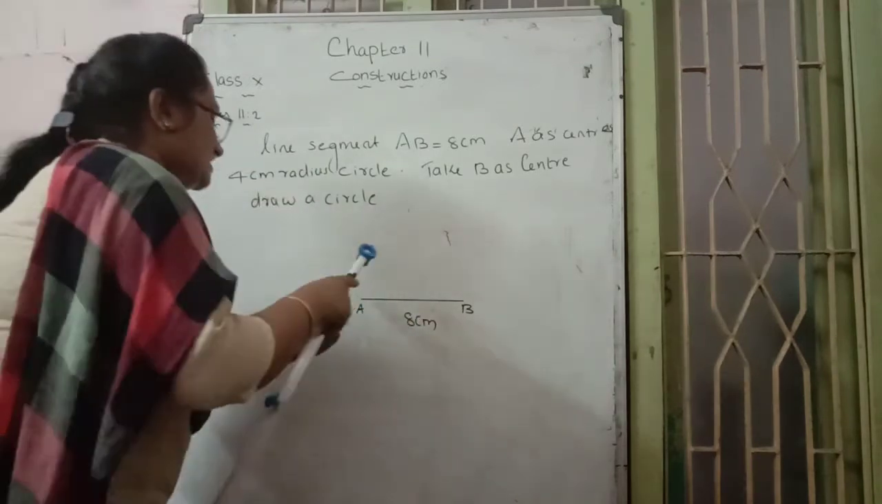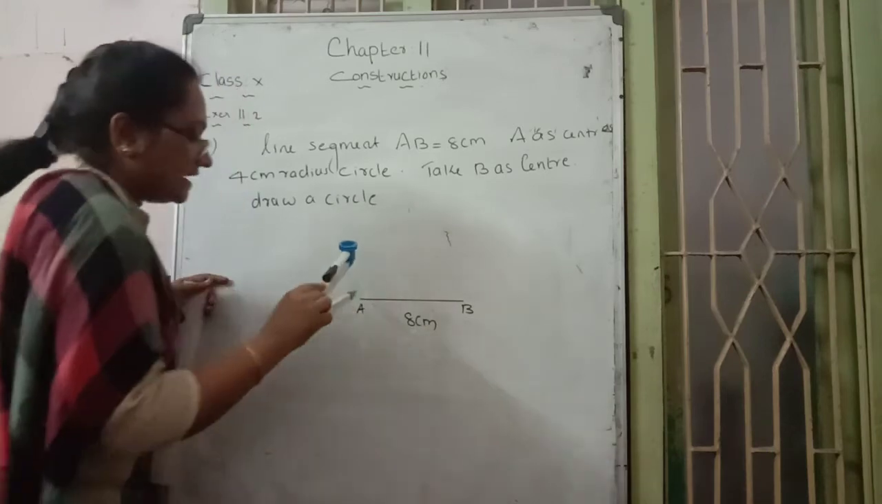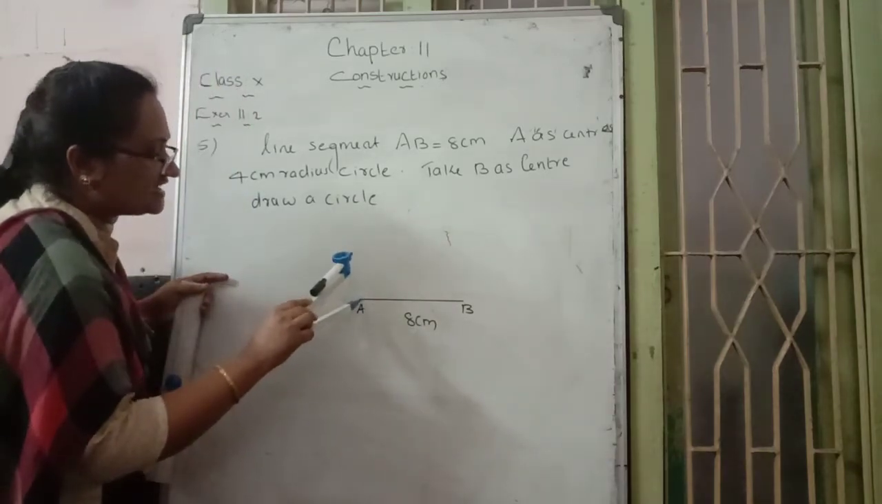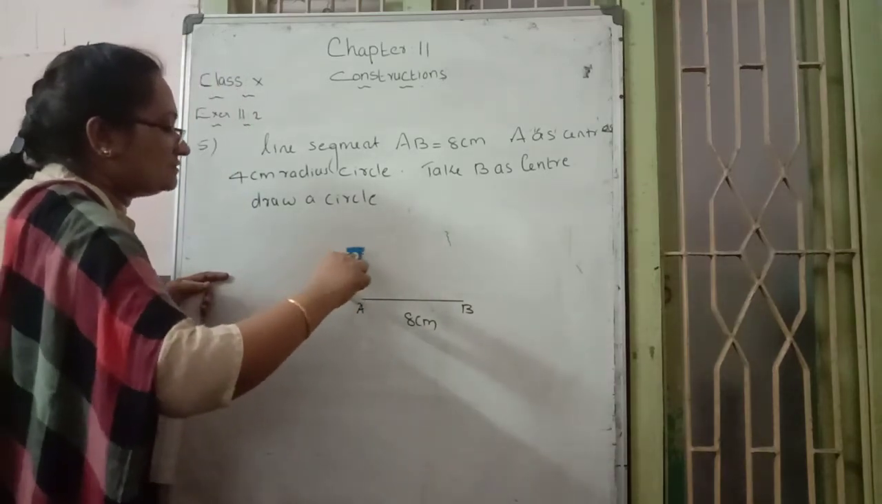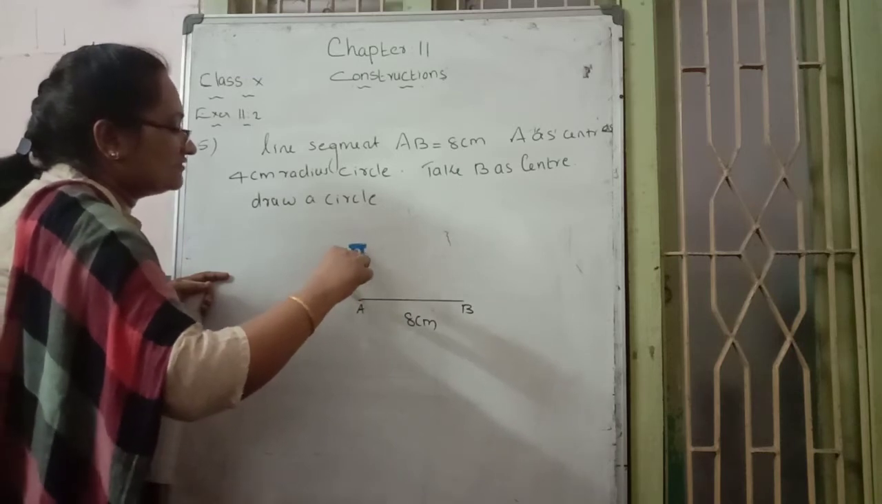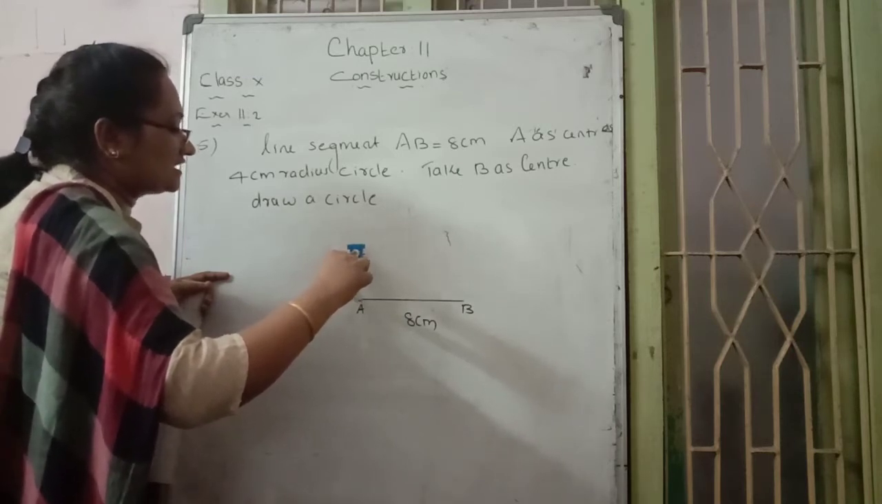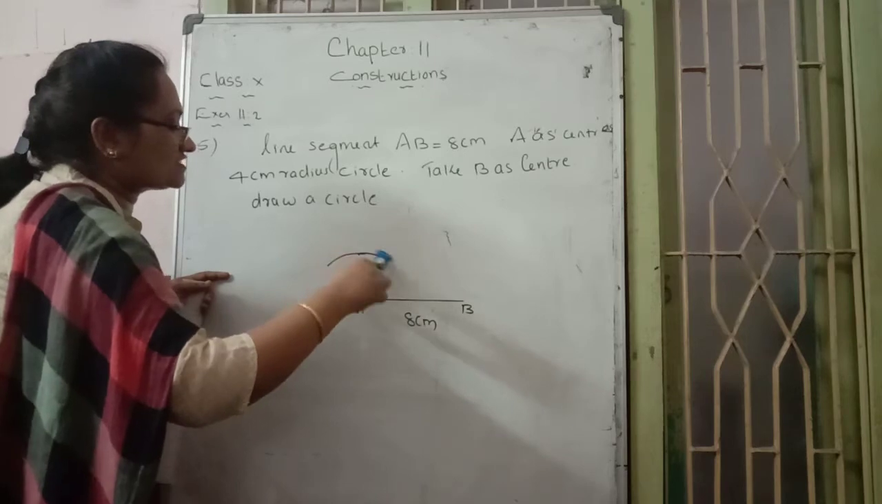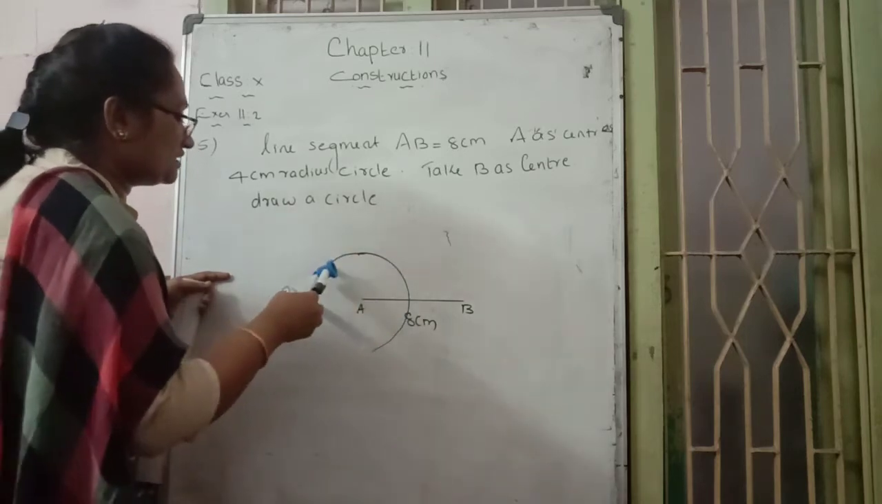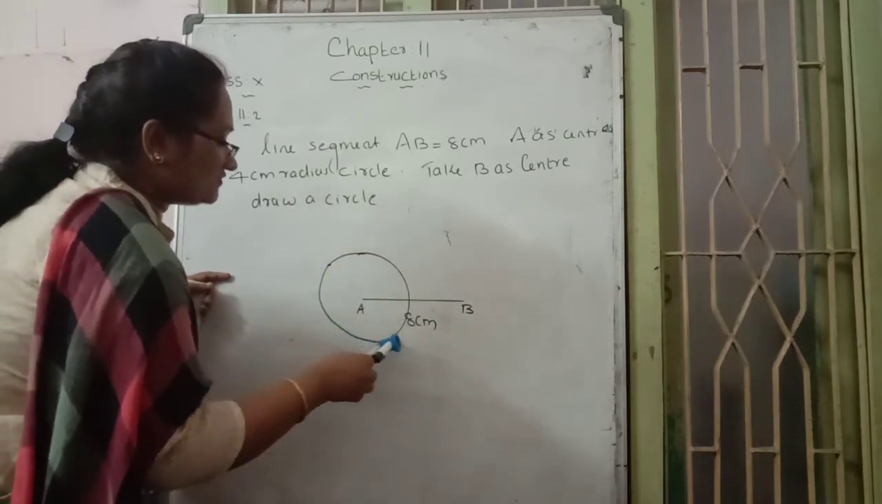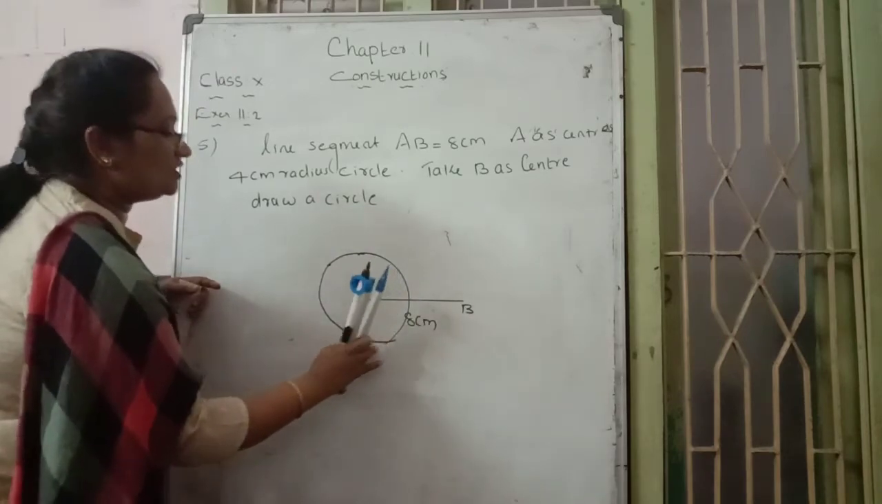Keep A as center, keep the compass sharp, and construct a 4 centimeter circle. In this way we construct the 4 centimeter circle.